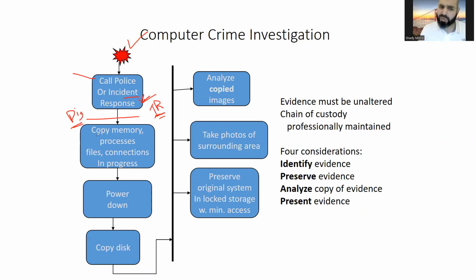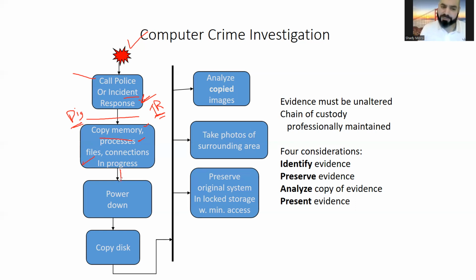So he will start by taking a copy of the memory. He takes a copy of the processes and applications running on these computers. He takes a copy of the files. He takes an image from the hard drive if he can, and then we will move to this specific part.